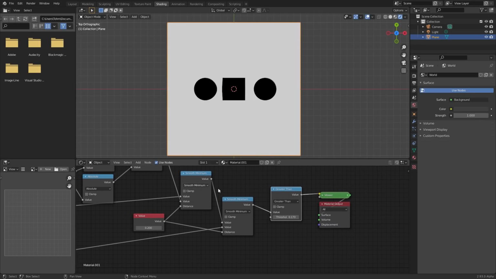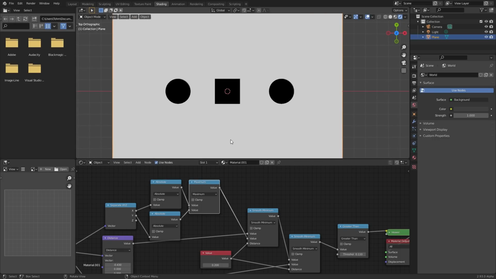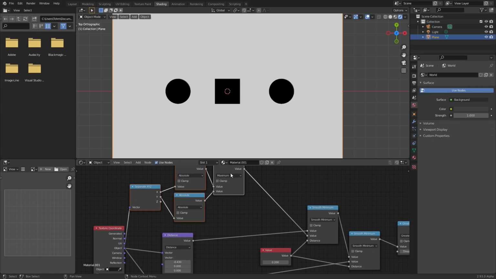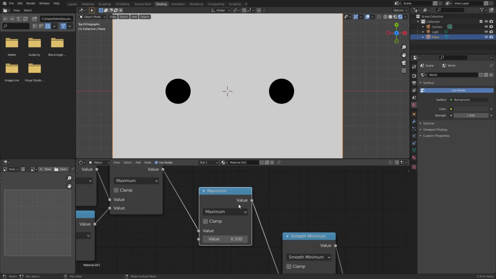If anything, I want to make everything smaller, so that's what the greater than does. But I want to exclusively make the square bigger. How do we do that? Well, we can't do it with the greater than. We've got to control the part of the node chain that takes care of the square. I feel like this has been a confusing tutorial, am I right?